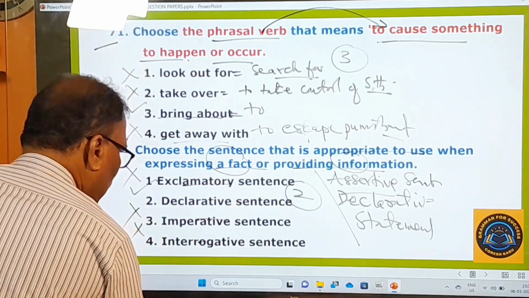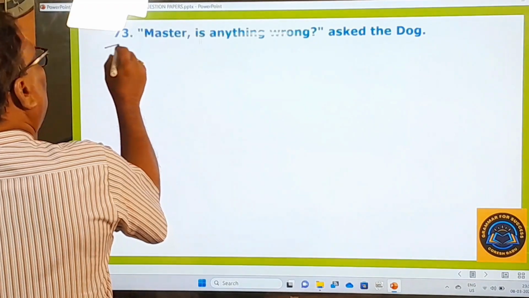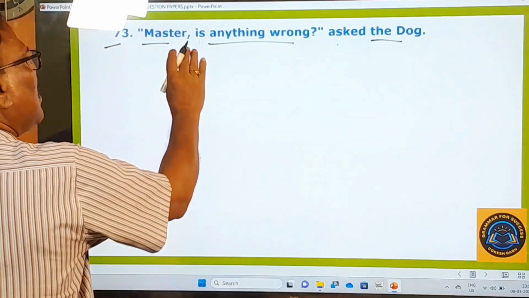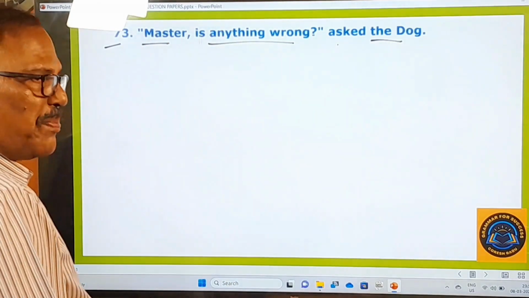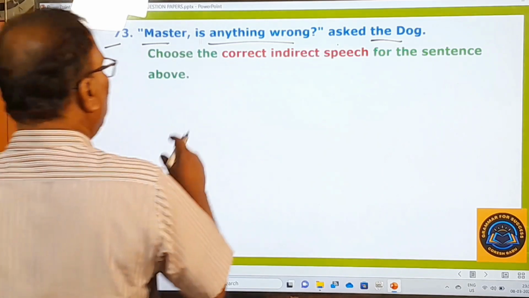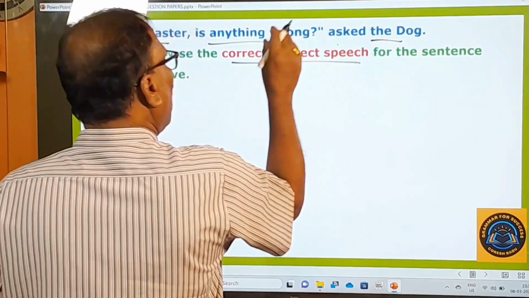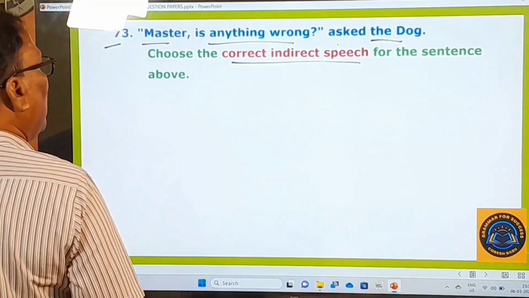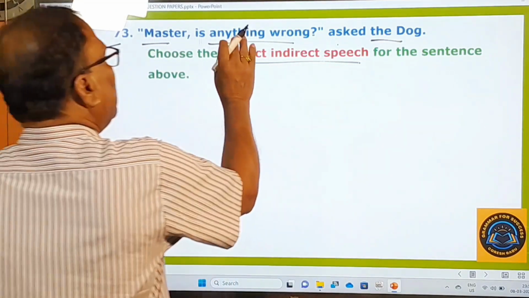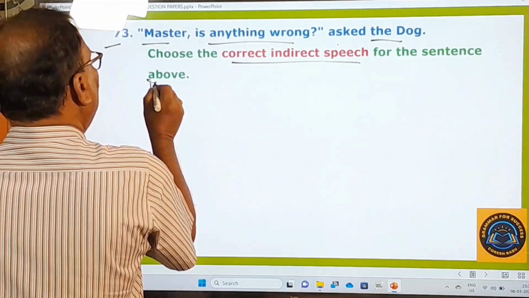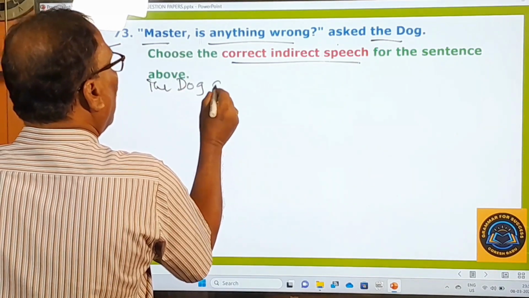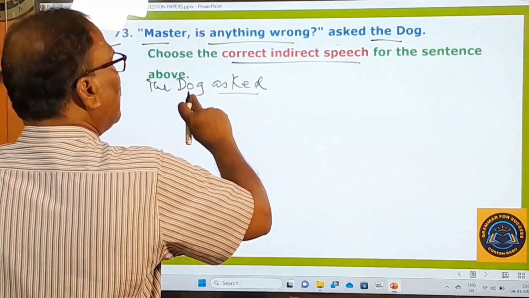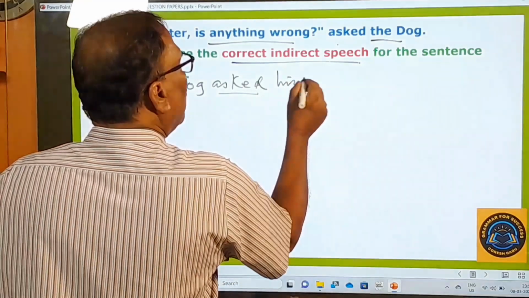Now you go to the next question. 73rd question. "Master, is anything wrong?" asked the dog. So this is given in direct speech. And what is the examiner asking you to do? Choose the correct indirect speech. He is asking you to change this direct speech into indirect speech. Before we look at the options given, let us change this sentence on our own. The dog asked. What is the reporting verb? Asked. You cannot simply say the dog asked master. The dog asked his master.